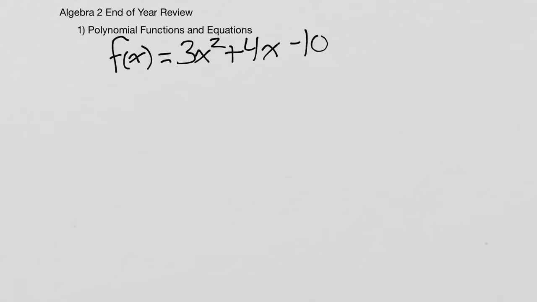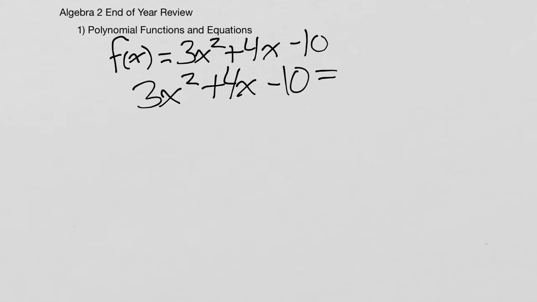Now, that is going to look something like this. If I have f of x is equal to 3x squared plus 4x minus 10, that would be your polynomial function. And a polynomial equation would look a lot like a polynomial function, but instead of having the function notation, the f of x there, it would be this, usually set equal to 0.